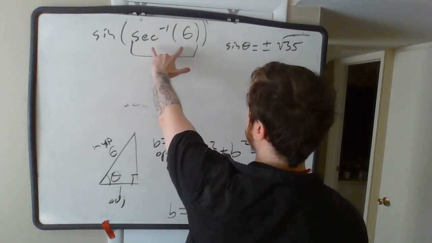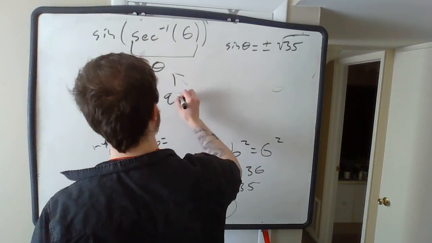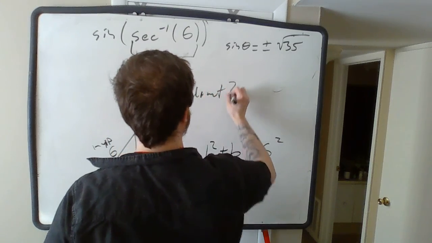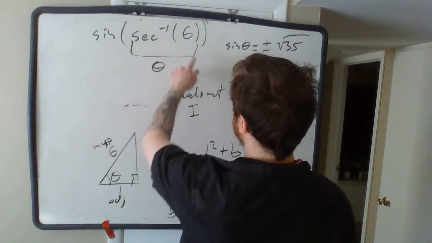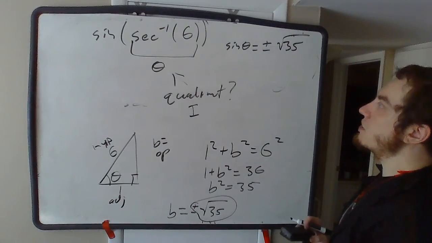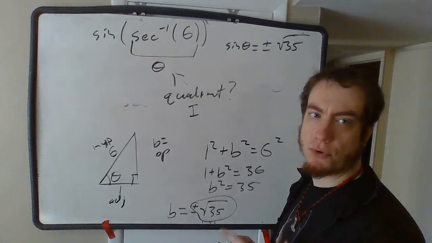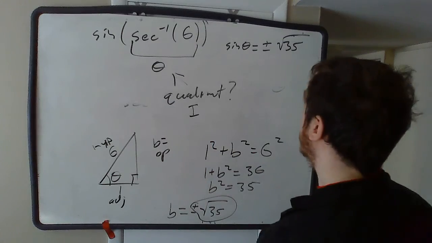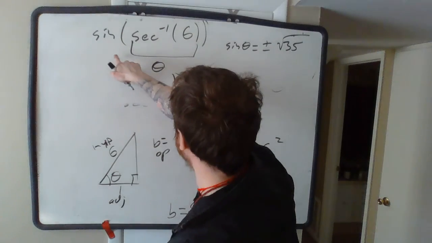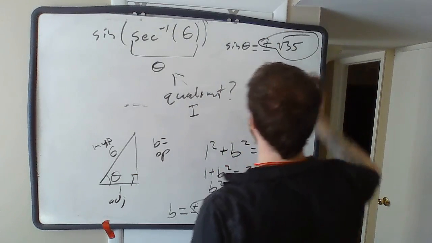So we now need to ask, what is the quadrant here? Well, the quadrant is in this case going to be quadrant 1 because we are looking for secant inverse of a positive number, and the secant inverse for positive numbers lands in quadrant 1. Since we're in quadrant 1, that means the sine is also positive, and we can take the positive root.